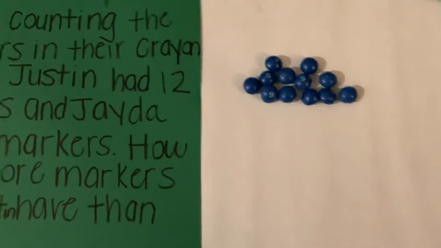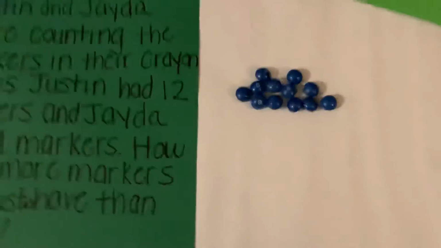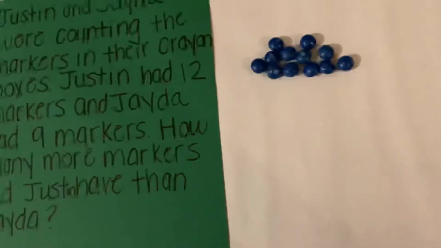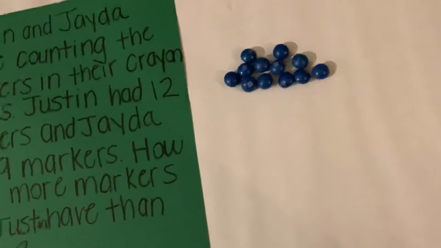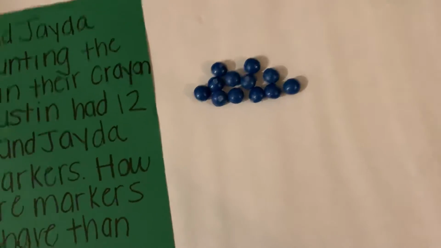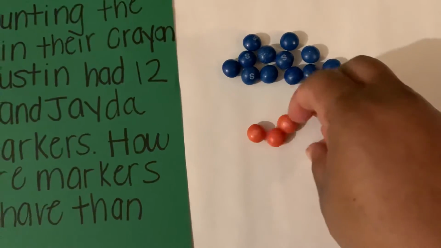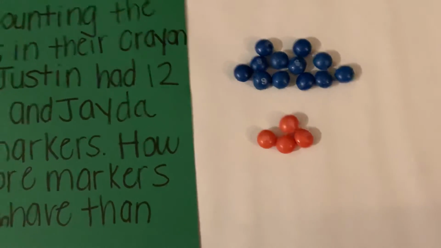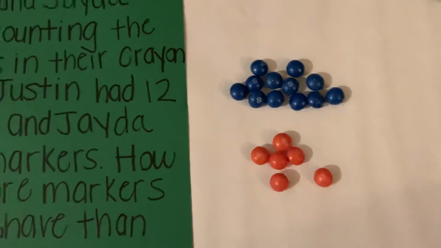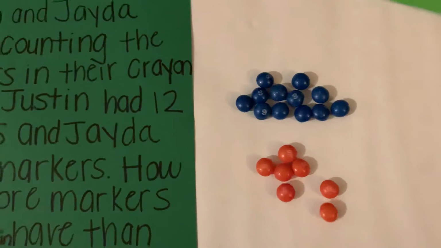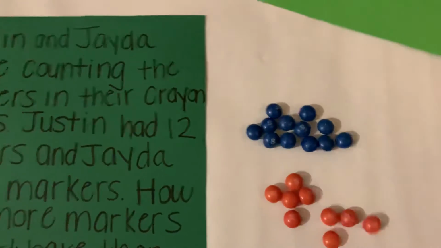Okay, so now we have to figure out how many Jada has. It says Jada has 9 markers. So we'll use pink to represent Jada. So let's count out 9 pink Skittles. 1, 2, 3, 4, 5, 6, 7, 8, 9.